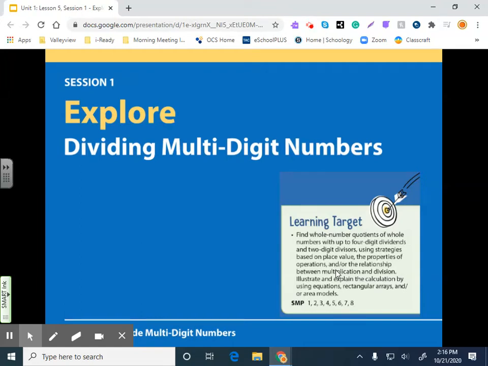Okay, we are starting lesson 5. This is the first session for that one. And lesson 5 is going to basically revolve around dividing multi-digit numbers. So our learning target is to find whole number quotients of whole numbers, up to 4-digit dividends and 2-digit divisors. I'll explain what all those words mean, but you can read it there on the screen, pause it if you'd like. But let me explain things to you guys in fifth grade terms as we get into the lesson.